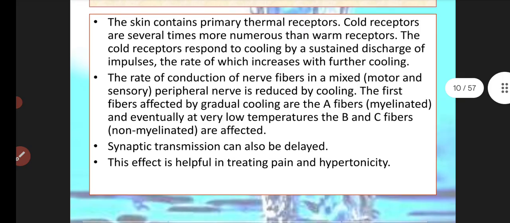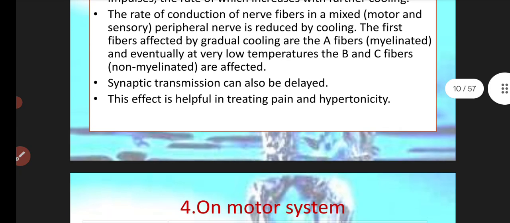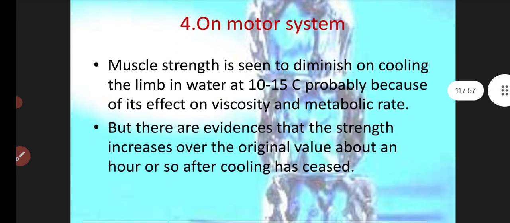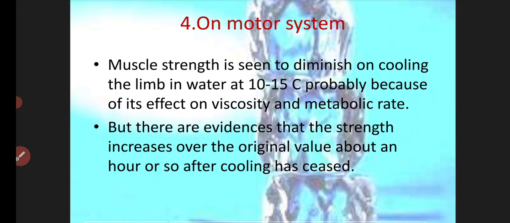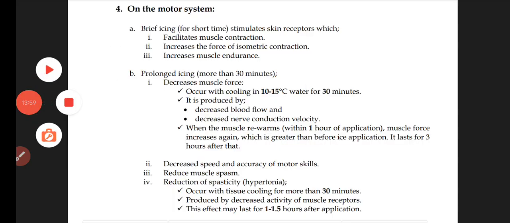Next, synaptic transmission can also be delayed. This effect is helpful in treating pain and hypertonicity. Next one is the effect on the motor system, the physiological effect of cooling. The muscle strength is seen to diminish on cooling the limb in water at 10 to 15 degrees centigrade, probably because of its effects on viscosity and metabolic rate. Next, there is evidence that the strength increases over the original value about an hour after the cooling.